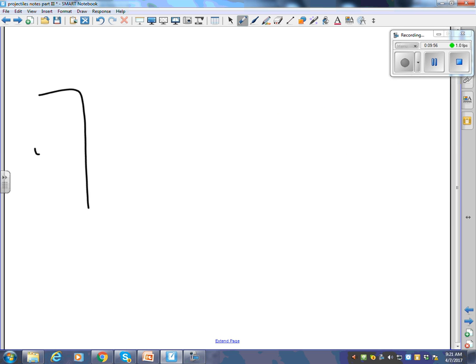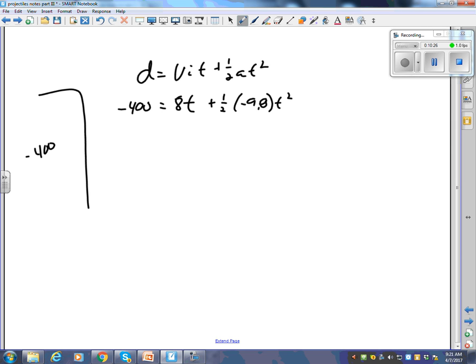What's the overall displacement? Minus 400. D equals VIT plus 1/2 AT squared. Minus 400. What's the overall initial vertical component? 8. I don't know the time. Plus 1/2 of minus 9.8 T squared.